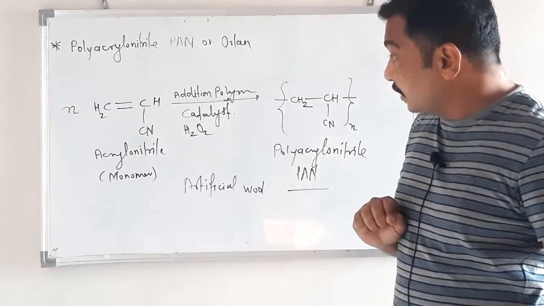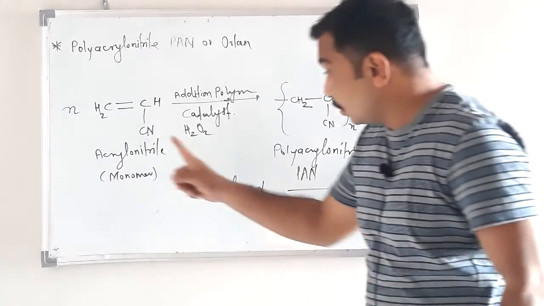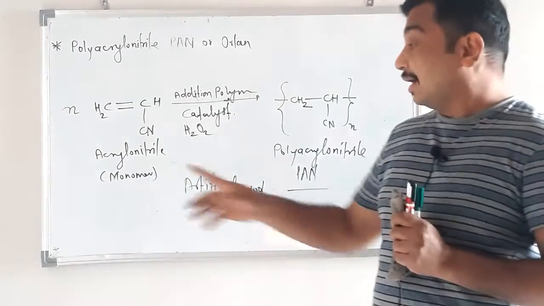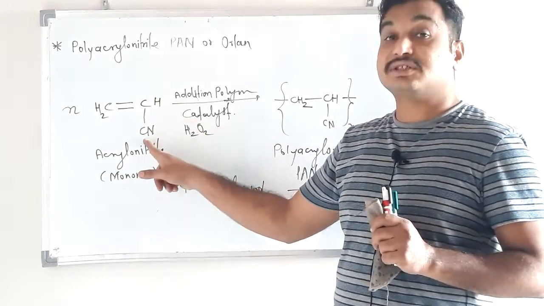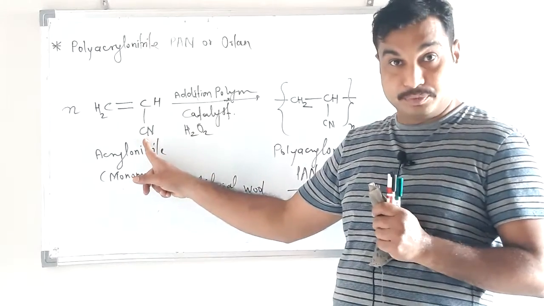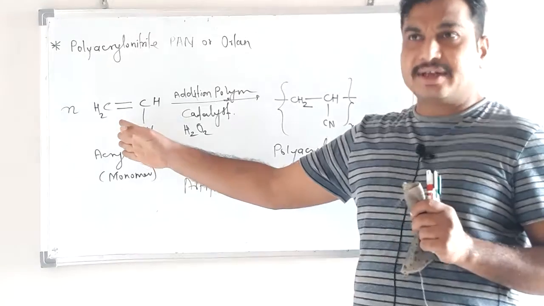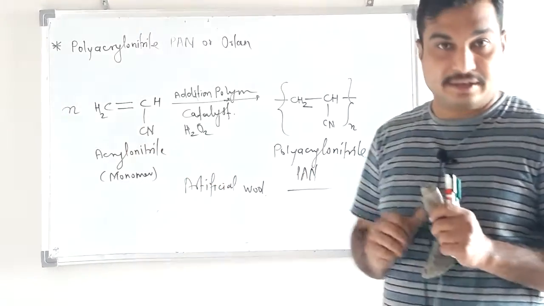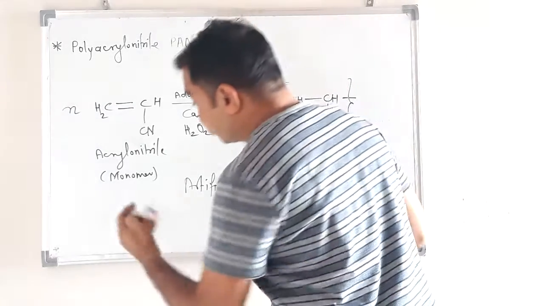Okay. So what do we have to take for the preparation of polyacrylonitrile? What is the monomer for this reaction? Acrylonitrile, CH2 double bond CH CN. CN means cyanide group. Now that is a vinyl compound, just like vinyl chloride, vinyl nitrile. It is also known as vinyl cyanide.